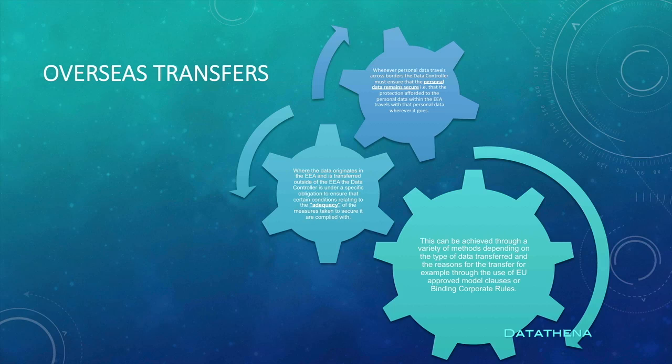Well, it can be achieved through a variety of methods depending on the type of the data transferred. So say, for instance, if it's just email addresses and names, or perhaps more security measures are required if we're transferring sensitive information, so health information, criminal convictions information. And you have to put in a transfer mechanism that would be appropriate for the type of transfer. So there are a few different measures through which you can do that, and we're going to have a look at those now.